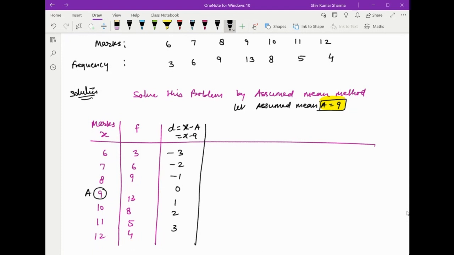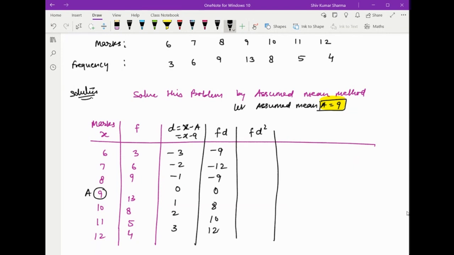There are 7 values, and next we calculate fd. fd means 3 times minus 3 is minus 9, 6 times minus 2 is minus 12, 9 times minus 1 is minus 9, 0, 8, 5 times 2 is 10, and 4 times 3 is 12. Next we calculate fd square: 3 times 9 is 27, 6 times 4 is 24, 9 times 1 is 9, 0, 8 times 1 is 8, 5 times 4 is 20, and 4 times 9 is 36.